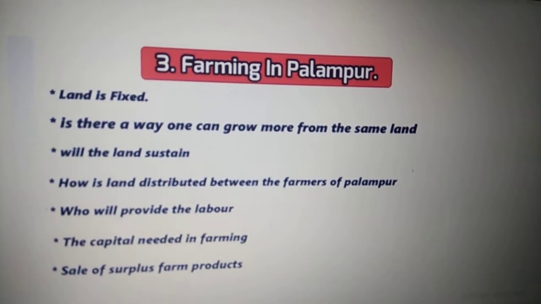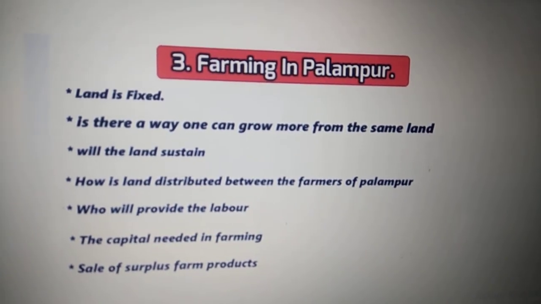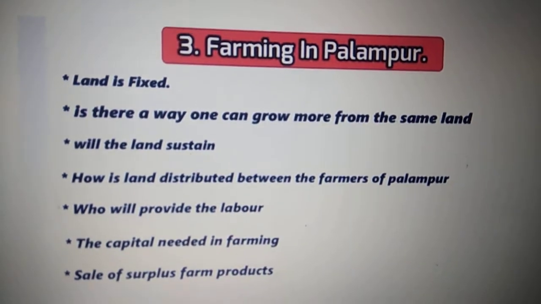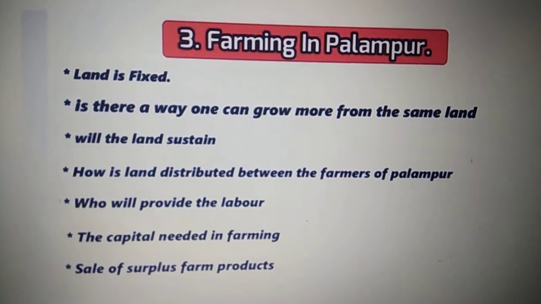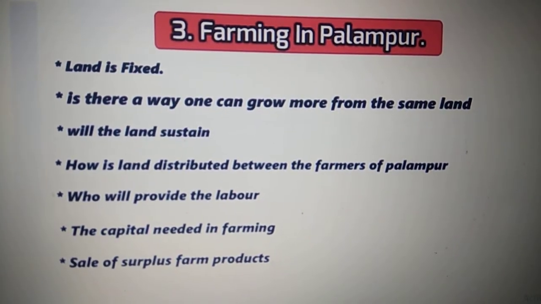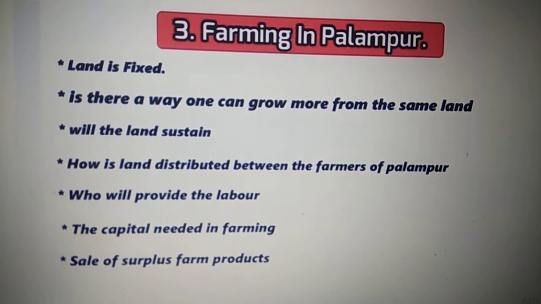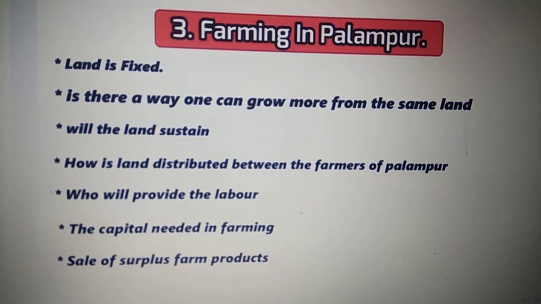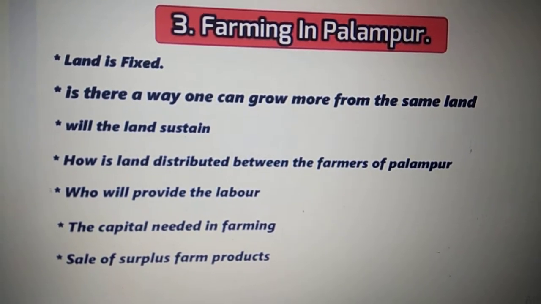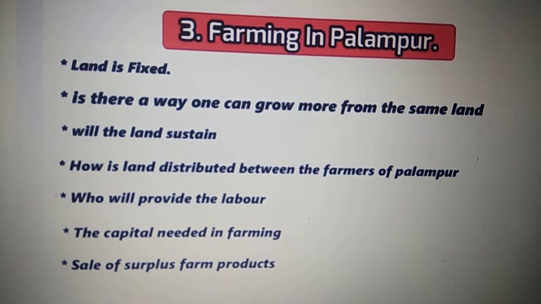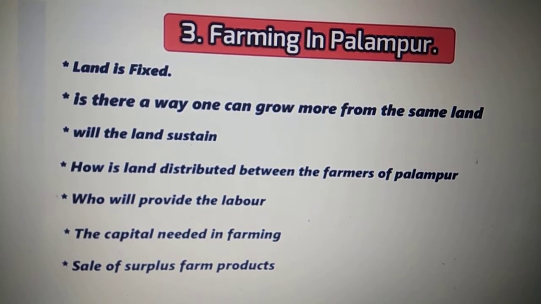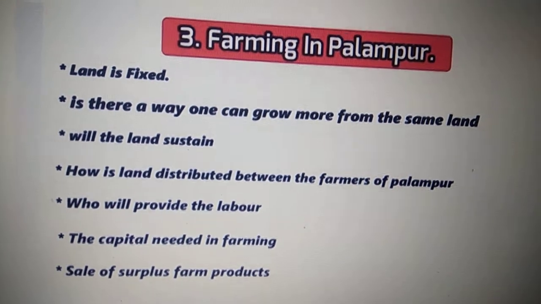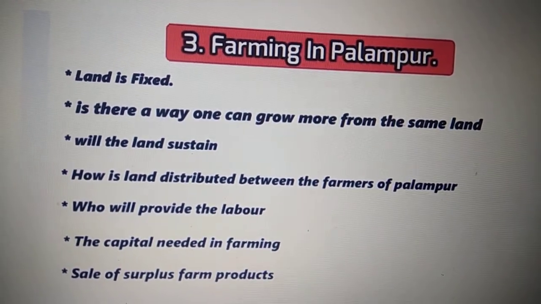Children, now let us look into the next topic that is there in your textbook, farming in Palampur. And these are the topics that we are going to learn. That is, land is fixed. Is there a way one can grow more from the same land? Will the land sustain? How is land distributed between the farmers of Palampur? Who will provide the labor? The capital needed in farming, the sale of surplus farm products. So these are the various topics that we are going to cover under farming in Palampur.